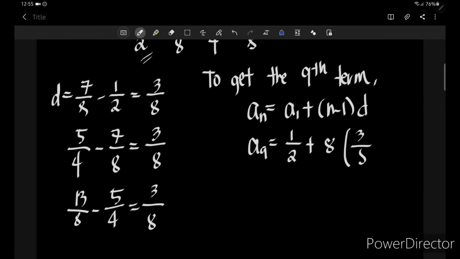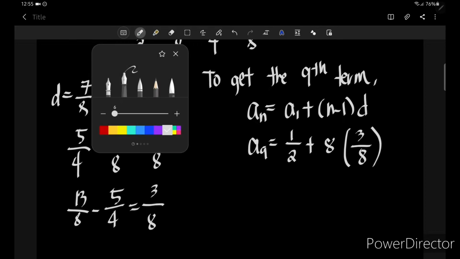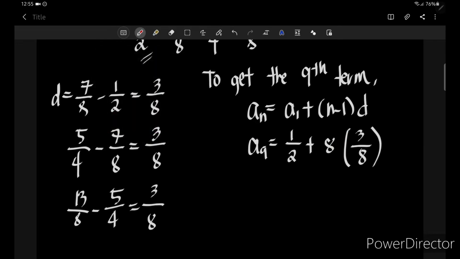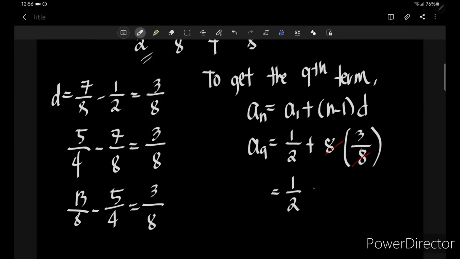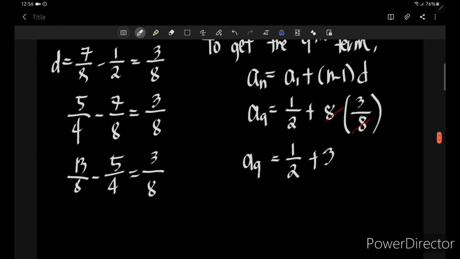So, that's 3/8. As you can see, makaka-cancel yung ating 8 dito. At meron na lang tayong matitirang 3. Kaya, ito ay pwedeng isulat as 1/2 plus 3. And that is your a sub 9. 1/2 plus 3 is 7/2, no? That is 7/2.